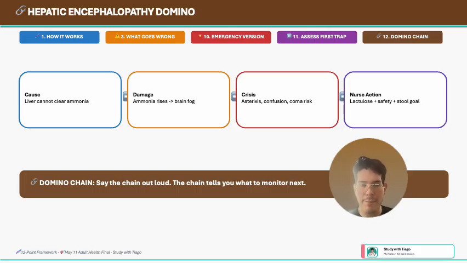The question trap is treating confusion like it is only dementia, aging, or anxiety. In a patient with cirrhosis, new confusion is a clinical warning. I need to connect the symptom to the liver and ask the next safe nursing action. So remember this: liver cannot clear, ammonia climbs, brain fogs, lactulose clears.